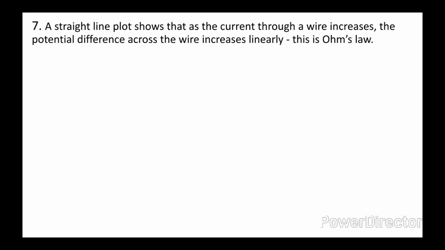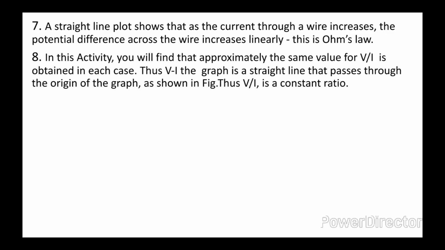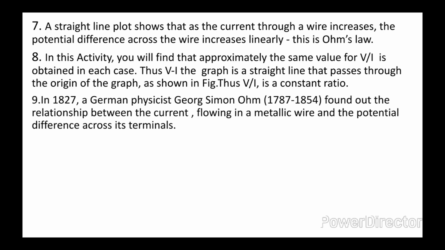So what does it indicate? It indicates that when the current increases, the potential difference across the wire also increases. This is nothing but Ohm's law. So the ratio V by I will almost be the same or constant in all the cases. Therefore you will get a linear graph. That means if one quantity increases, the other quantity will increase. So you will get a straight line which passes through the origin. Therefore V by I is a constant ratio.